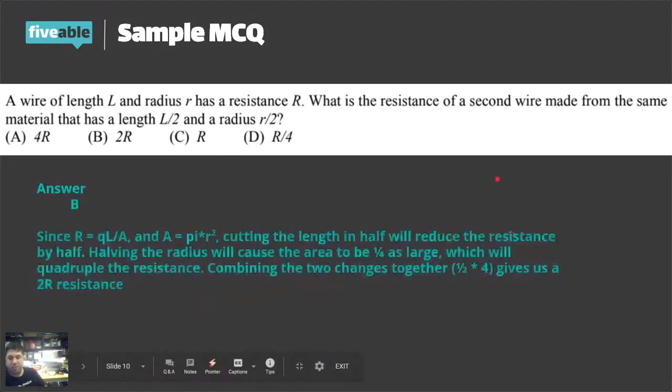All right, so nice. Because A equals pi r squared, cutting the length in half reduces the resistance by half. Taking the radius and cutting it in half makes the resistance 4 times bigger, 1 over 1 over 4. So you combine the two changes together, half as much from the length, 4 times as much from the radius, and that gives us double the resistance in that circuit. All right, cool. Good job.